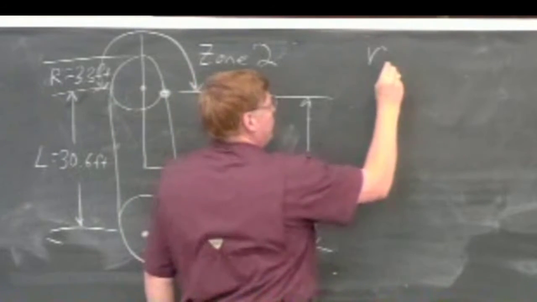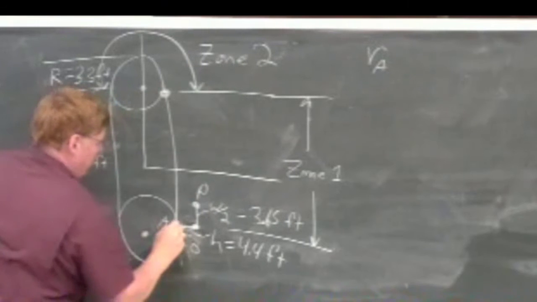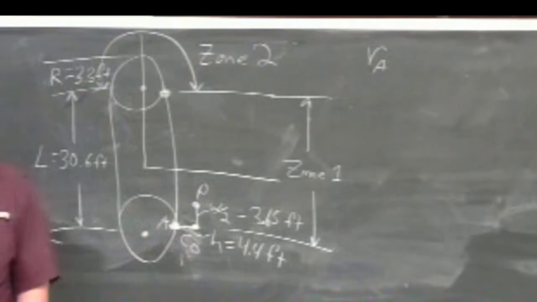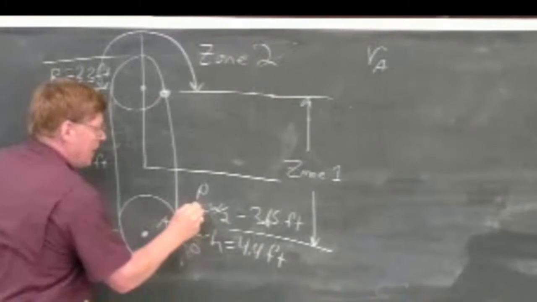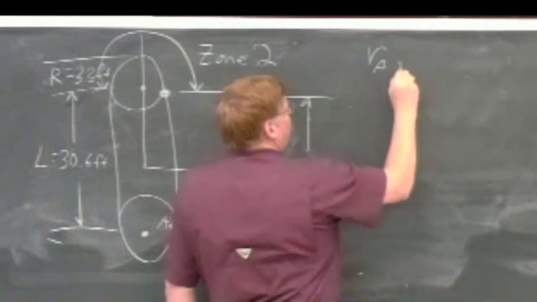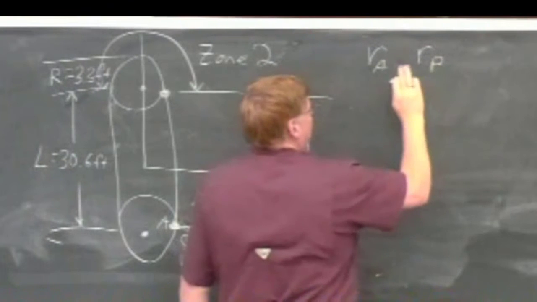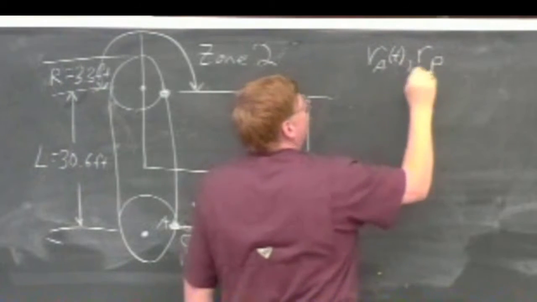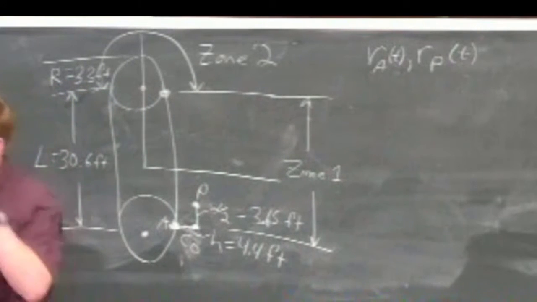So you'll see what we're referring to is point A and point P. Point A is where it's attached to the cable. Point P is how far the fence sticks out to where the pivot pin is. And so we'll be referring to RA and RP, figuring out both of these as a function of time. Okay?